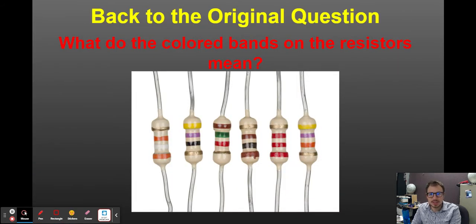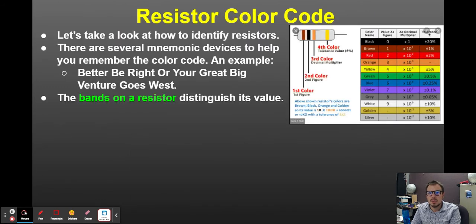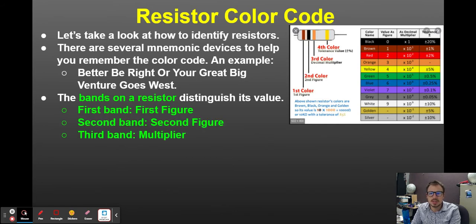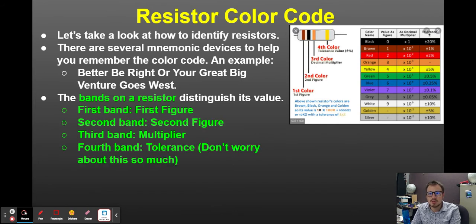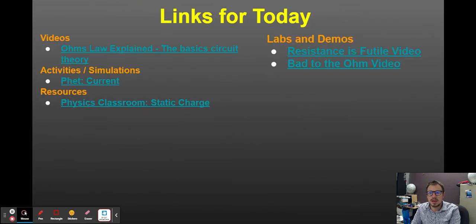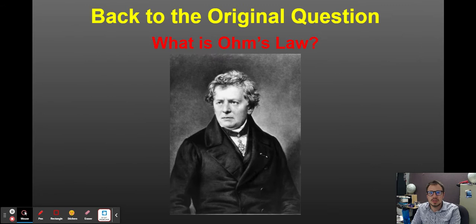Now, when we're putting together circuits, there are resistors, and they all have color codes. And the original question was, what do the colored bands on the resistors mean? Well, the first band is the first figure, the second band is the second figure, the third band is the multiplier, and the fourth band is the tolerance. There is a link that will help you look that up. Those are the links for the day.